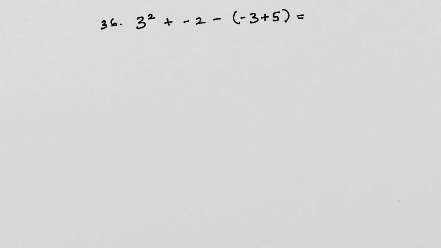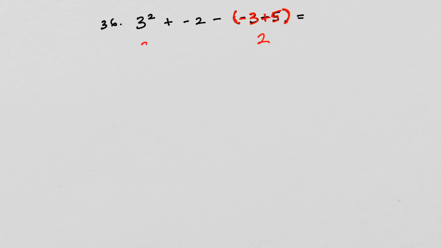Question 36. We want to find 3 squared plus negative 2 minus the quantity negative 3 plus 5. We apply the order of operations. The first thing we have to work on is the parentheses. We have negative 3 plus 5. This will give us 2.